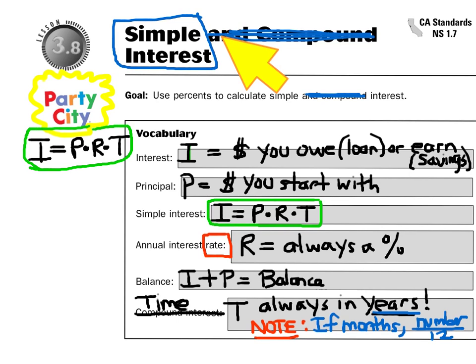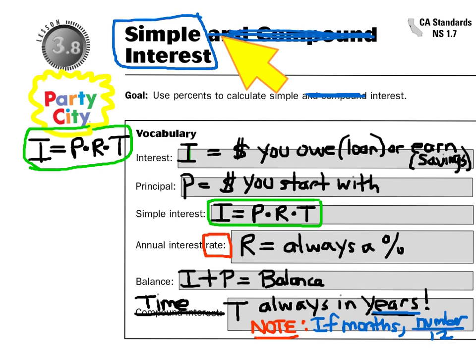Hello, you guys. Let's talk about simple interest today. Now, a few years ago, my students started calling this the I-party equation. I equals P times R times T. So that's why I put the Party City there. So it's kind of fun. Just think of I-party, and you'll be able to memorize this.